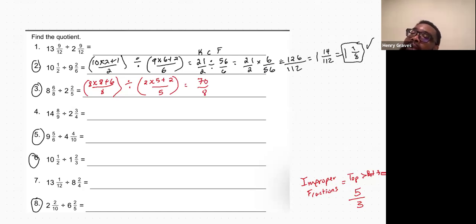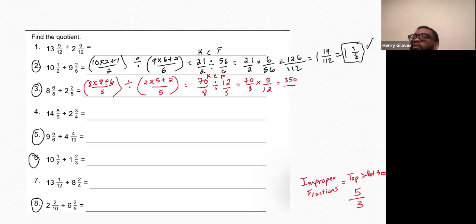I now go ahead and apply my KCF. Keep, change, flip. So I'm going to do 70 over 8 times 5 over 12. So 70 times 5 is 350. 8 times 12 is 96.